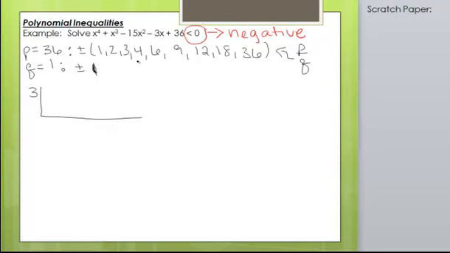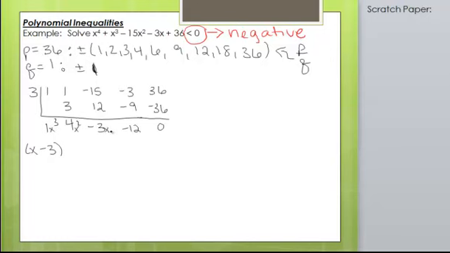synthetic division, not long division. In the synthetic division, we put all of our coefficients: 1, 1, negative 15, negative 3, 36. Bring down the 1, multiply, add, multiply, add, multiply, add, multiply, add. Rewrite it in factored form, so we have x minus that number we just got. Now this exponent is 4, and when we decrease that by 1, we get 3. So we need to decrease these by 1 all the way to the right, and we get x cubed plus 4x squared minus 3x minus 12, and all of that is less than 0.